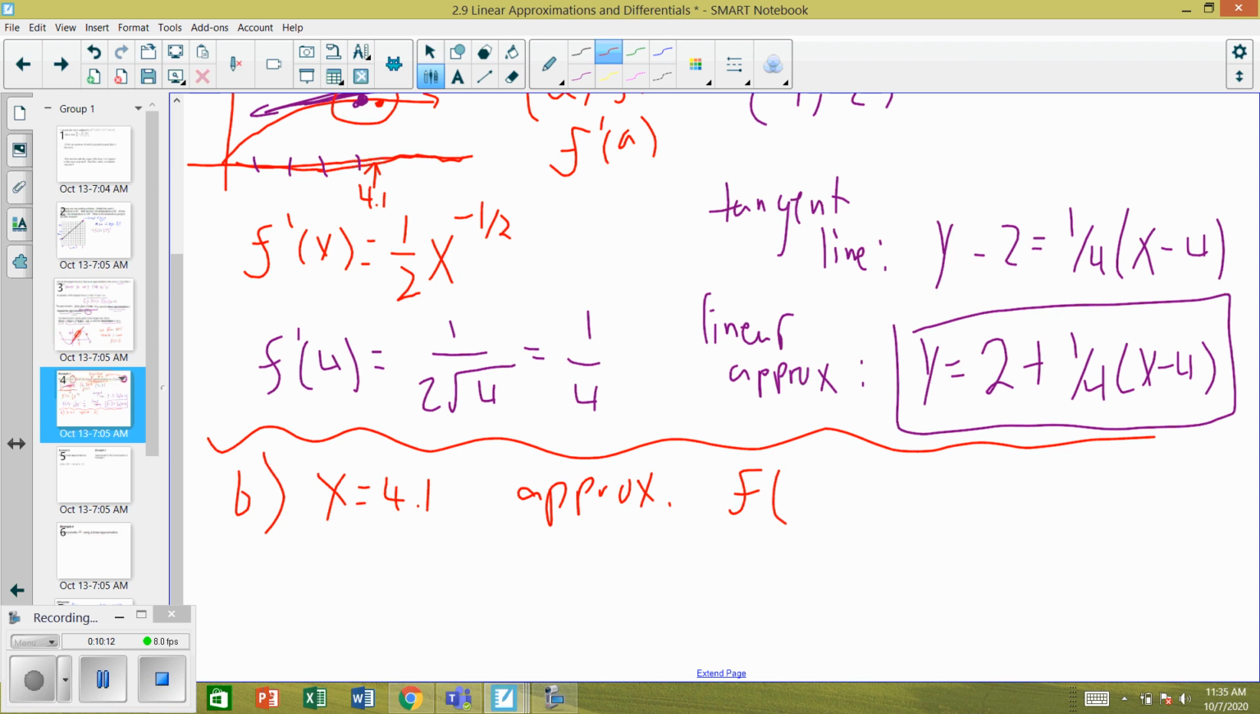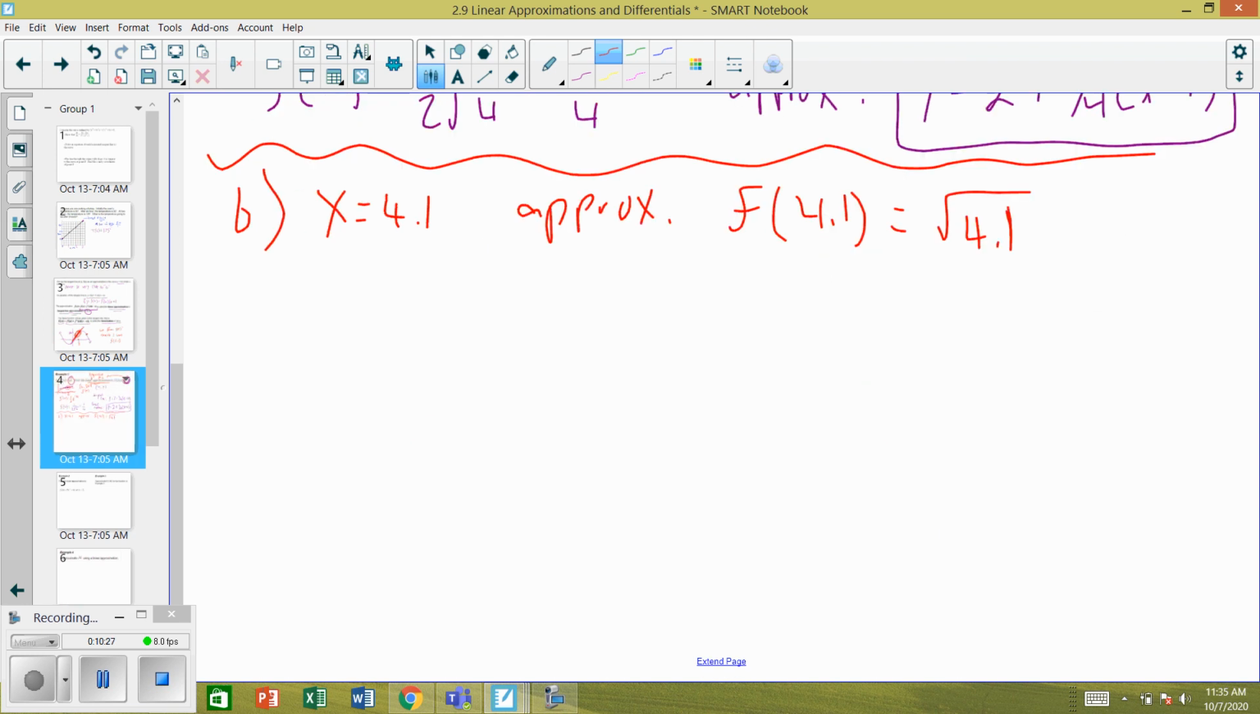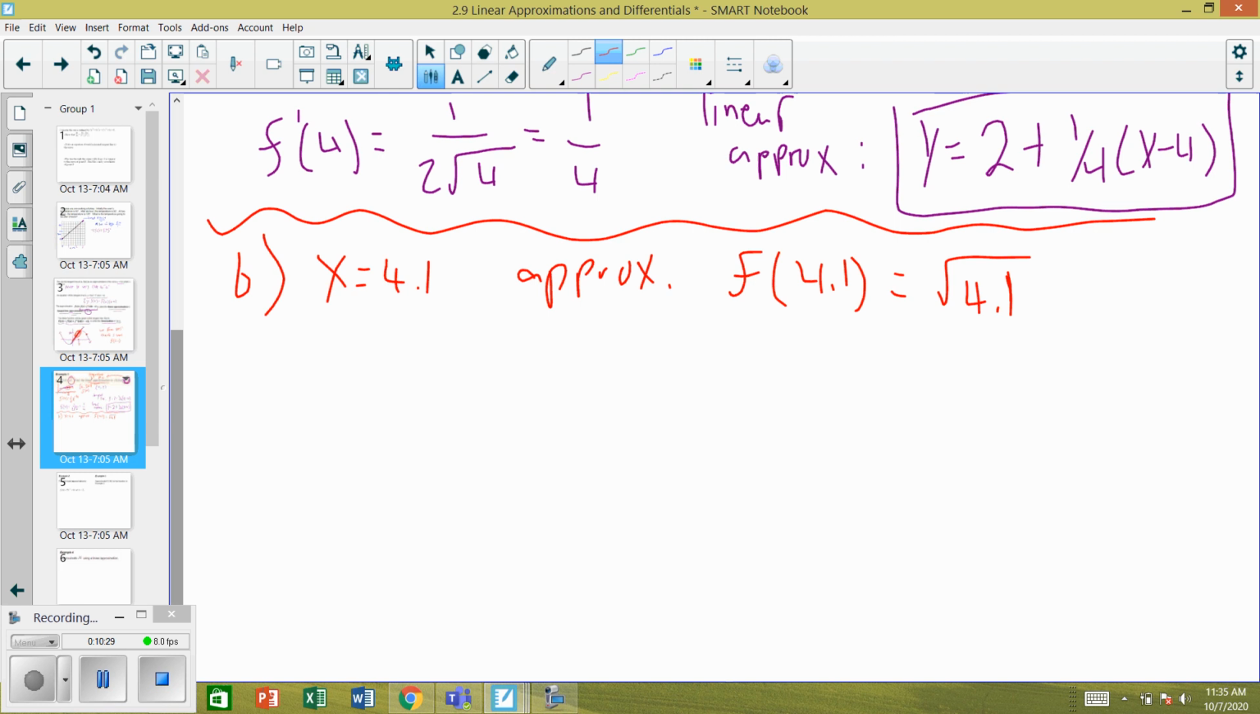Approximate f of 4.1, which is the same thing as the square root of 4.1. Now let's assume we don't have a calculator and we can't actually find that answer. Then a linear approximation is something I can use to approximate the square root of 4.1 because I have no idea how to take the square root of that.